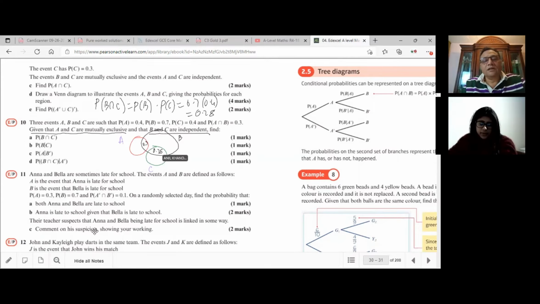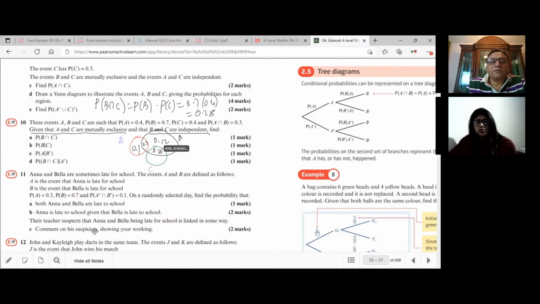Now, once we know these intersections, things are much simpler. So the probability of A is 0.4. From 0.4, if I take away 0.3, I get only 0.1 left. Then B is 0.7. So from 0.7, take away 0.3 and also take away this 0.28. What do you get? 0.12.